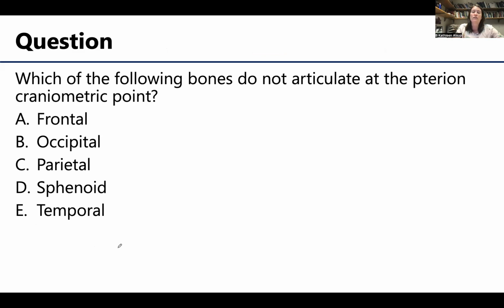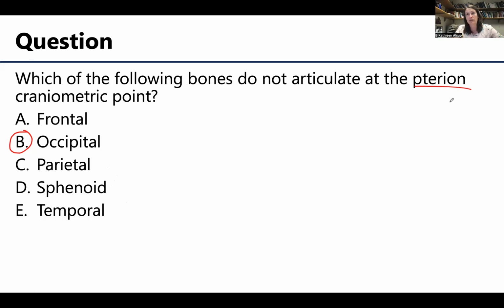All right, excellent. We have reached the question. Which of the following bones does not articulate at the pterion craniometric point? So think about it. You remember that point right here. Which four bones are going to articulate? And then let's cut out the last one, which hopefully you are agreeing is going to be the occipital bone. So the frontal bone, the parietal bone, the sphenoid bone, and the temporal bone all meet up at pterion, which has that branch of the middle meningeal artery deep to it.